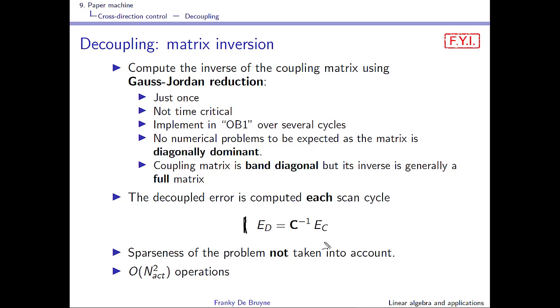So you have a problem of multiplying a large matrix with a vector here, which is the coupled error vector. When you proceed as such, you do not take the sparseness of the problem into account. The sparseness is the fact that you have lots of zeros in your coupling matrix. But by computing c minus 1 here, the inverse of the coupling matrix, you have a full matrix, and there are not a lot of zeros in this inverse coupling matrix. So when you compute this product over here, you'll have lots of operations, and in general the number of operations will be proportional to the square of the number of actuators.